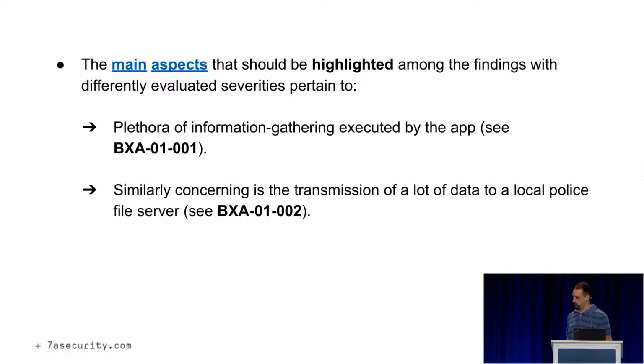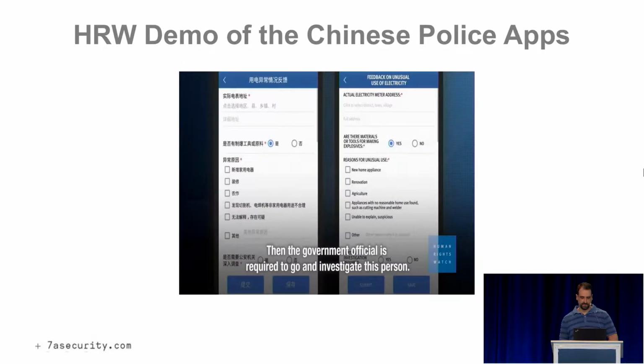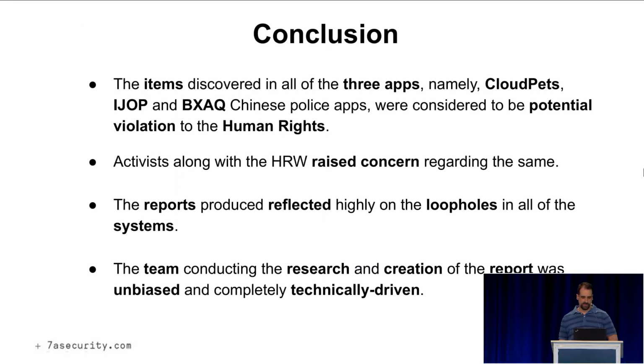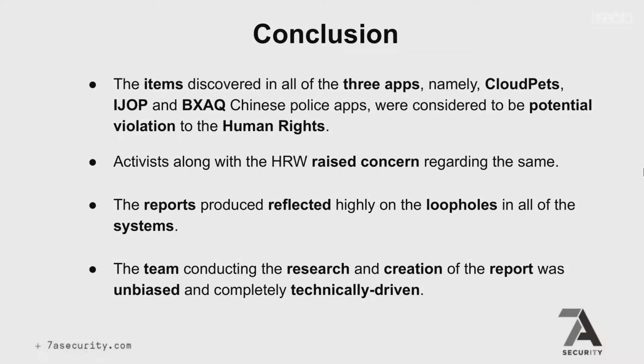So yeah, the plethora of information gathering executed by the app, as we saw at the beginning, like all these contacts, messages, like everything, and the transmission of all this data to a local police file server. And we already saw the demo before. So in conclusion, we looked at 3 apps, CloudPets, iJob, and BXAQ, the last 2 being potential violations of human rights. And Human Rights Watch raised concern about the Chinese ones.